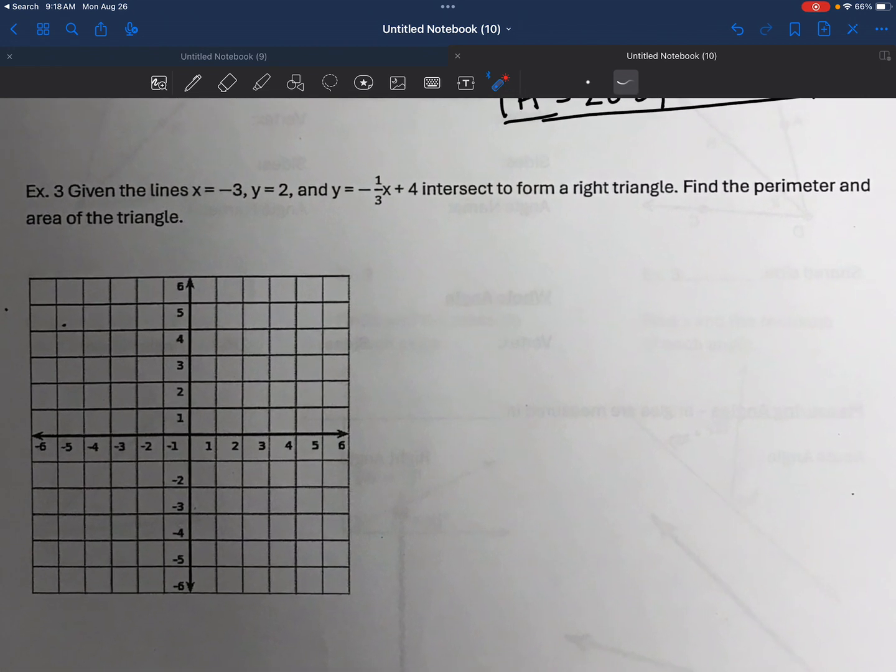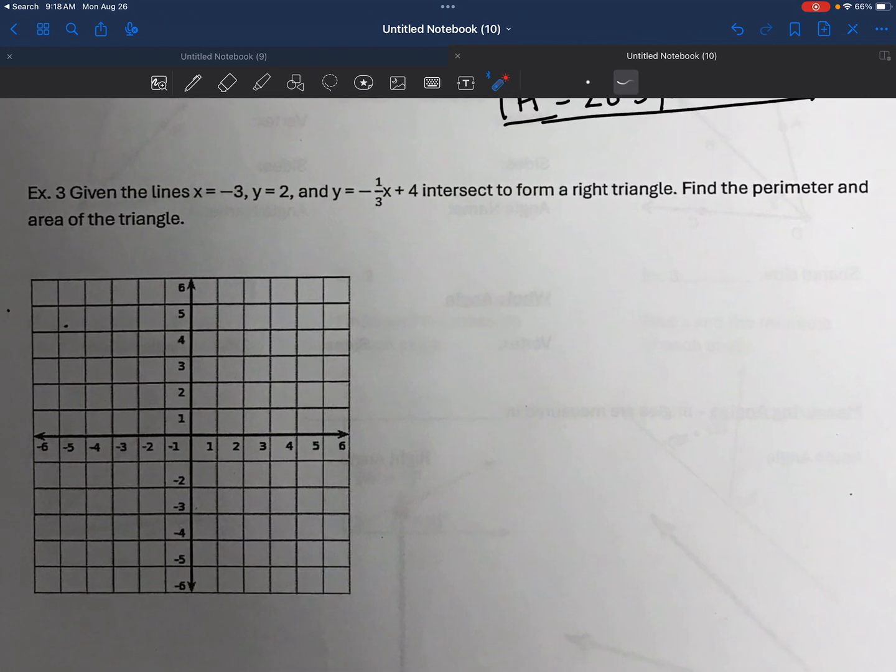No. Okay. Last one. Now this one's a little extra from our other ones, because it doesn't give us anything. We have to draw all these things in. Given 3 lines, x is equal to -3, y is equal to 2, and y is equal to -3x plus 4. They intersect to form a right triangle. Find the perimeter and area of the triangle. Okay? So what's the first thing I'm going to want to do here?